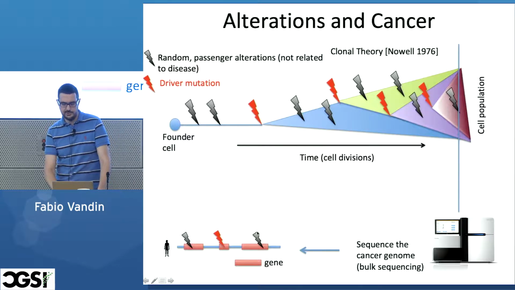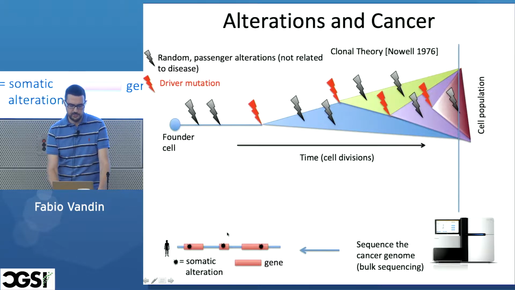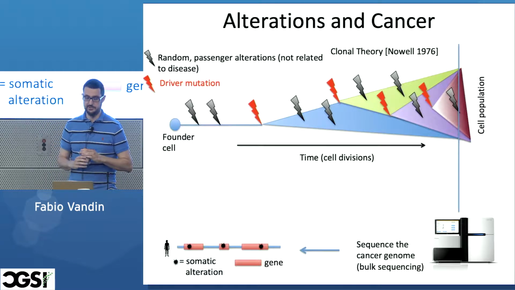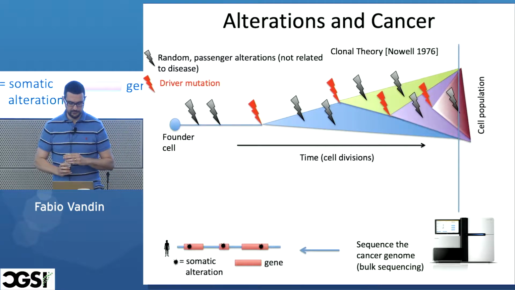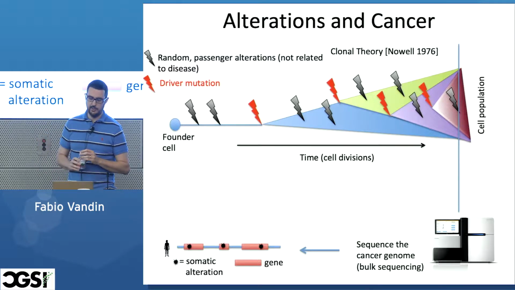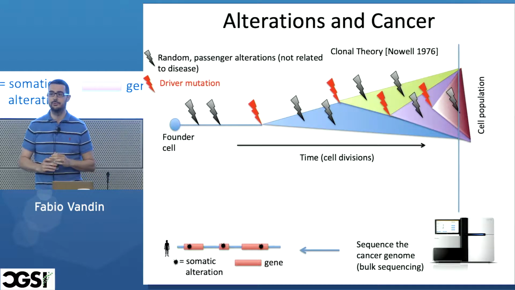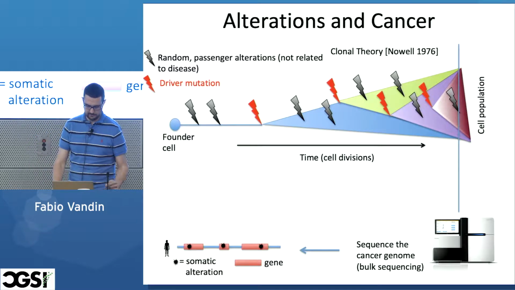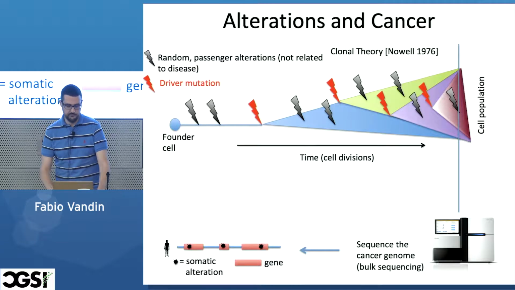And of course, when we sequence a cancer patient, we do not observe which mutations are drivers and which ones are passengers, but we only see that there are somatic alterations in this patient, or maybe in the genes of these patients. And for the purpose of this talk, when I talk about alterations, I mean both single nucleotide variants, so changes at the single base, or larger alterations like deletions or amplifications of bigger portions of the DNA.